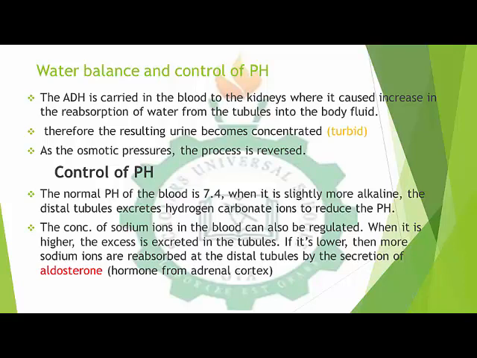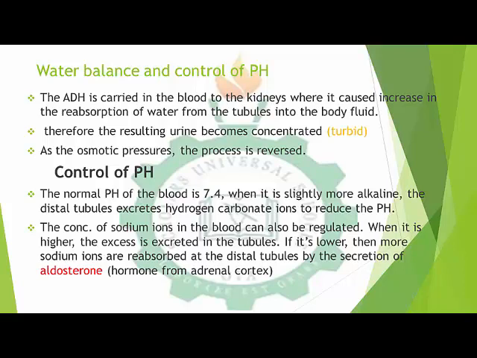Then as the osmotic pressure is regulated, the process can also be reversed. If the osmotic pressure is low, the antidiuretic hormone will not be released, so a lot of water can pass out in the urine. So water balance is one of the ways the kidney performs its osmoregulatory function. Another way is the control of pH.